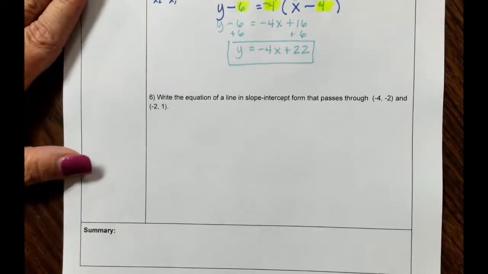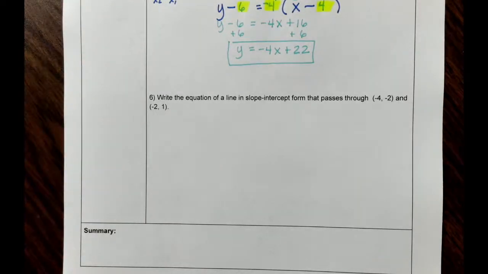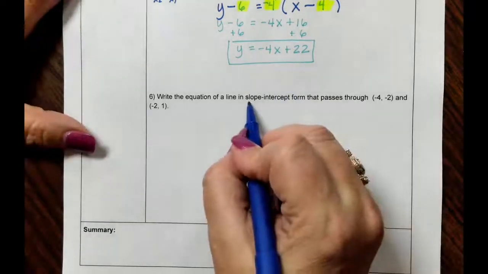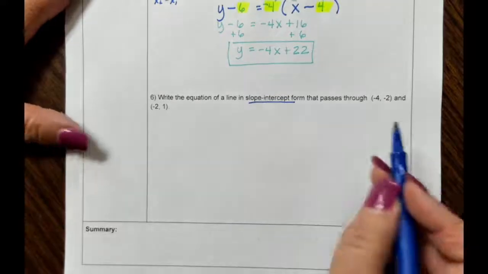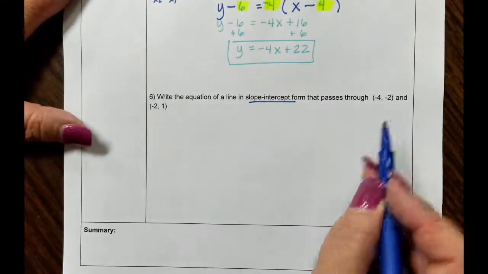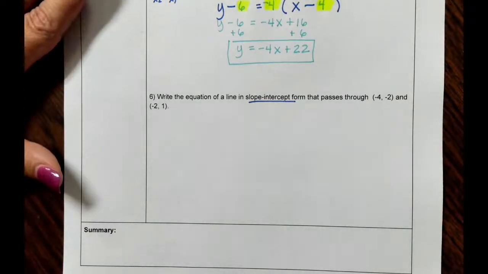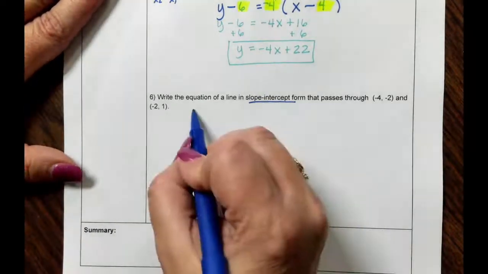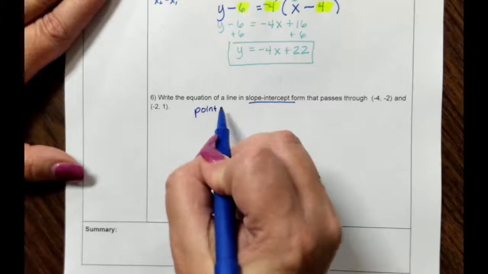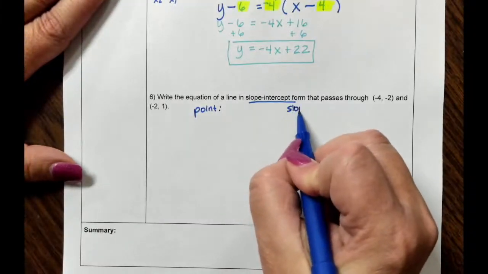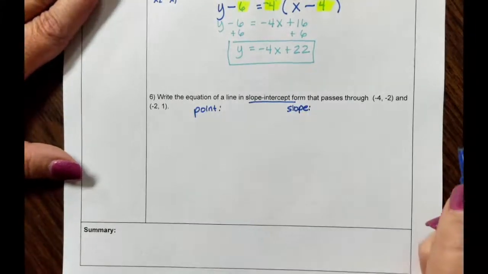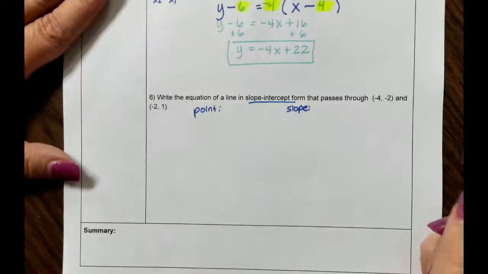So we're going to do the same thing here. Notice, write the equation of a line in slope-intercept form that passes through those 2 points. Okay, so I want to write the equation of a line in slope-intercept form, and it's going to pass through (-4, -2) and (-2, 1). In order to write the equation of a line, remember, it takes 2 things. I need a point, and I need a slope. I don't have either, but I have 2 points, which means I can calculate the slope.